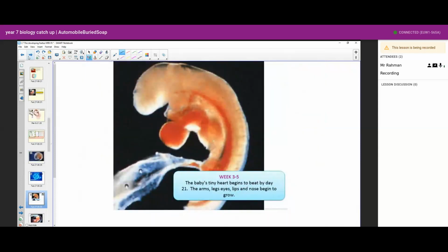And then after about 3 to 5 weeks, the baby's tiny heart begins to beat by day 21. So you can see that lump in the middle of it is the heart. And okay, this structure at the top is what becomes the head. And then you might be able to see its arms begin to form as well somewhere here. The arms, legs, lips, and nose begin to grow. So we can't clearly see them at this point, but they begin to grow at this stage.